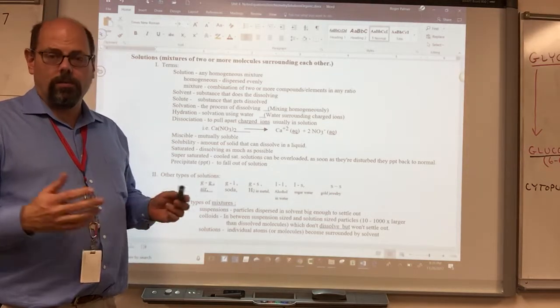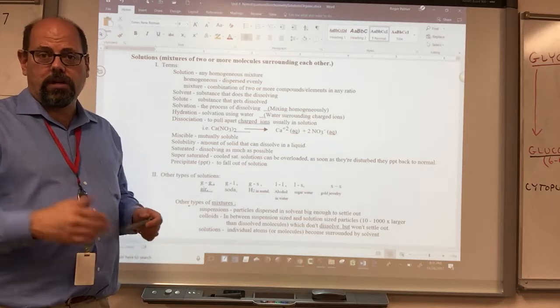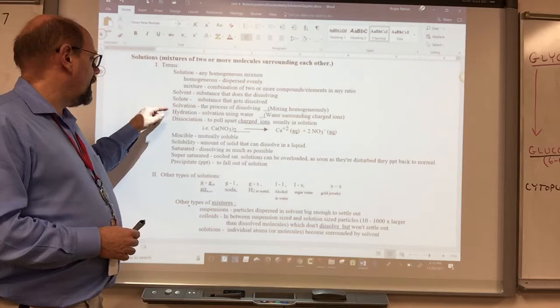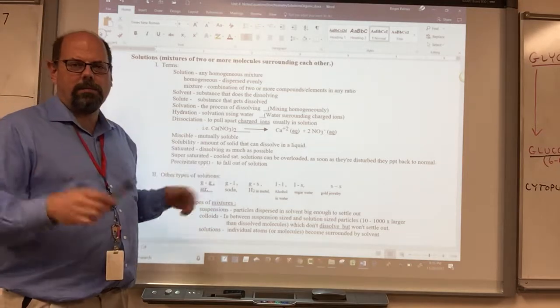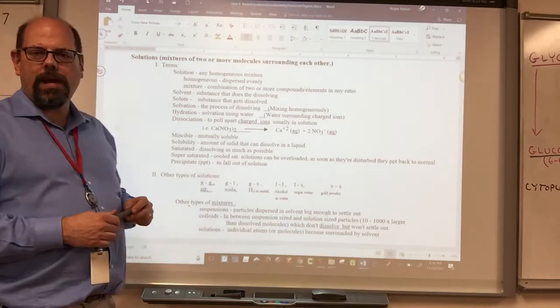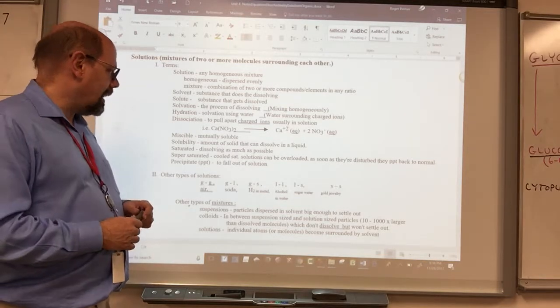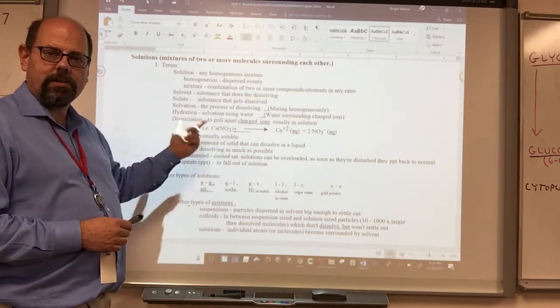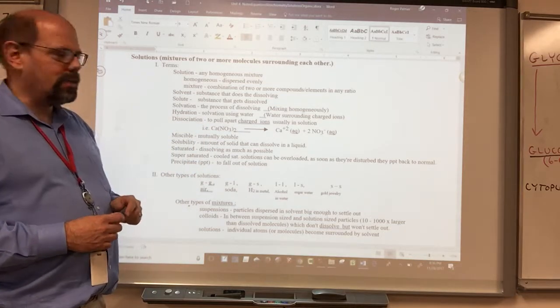So you may use the word dissolve. You're going to dissolve something. That is a solvation process. Hydration is using water, and that's the most common substance we're going to use. So you're going to hydrate the ions that you have, and the challenge depends on pulling those ions apart, like we talked about in the last unit.